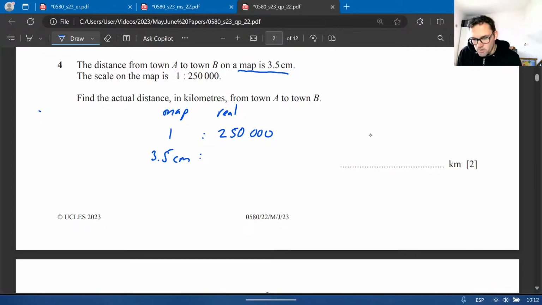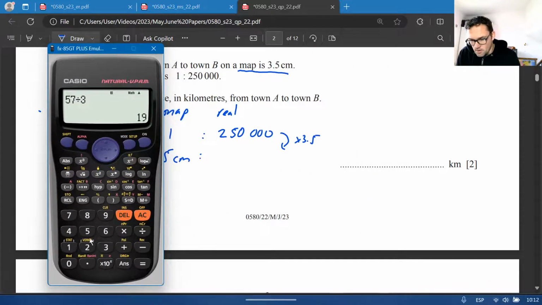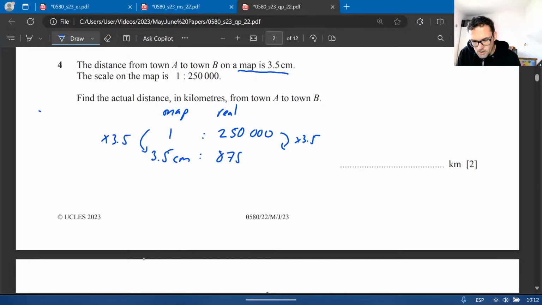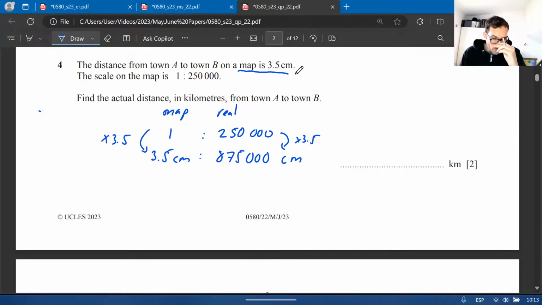How do we get from 1 to 3.5? Well, we just simply did the ratio 3.5 times. So we do the same here, 3.5 times. So we take the calculator. And there we go. 875,000 centimeters is the distance in real life. And of course, because we don't talk about traveling 875,000 centimeters, we need to change it to kilometers.